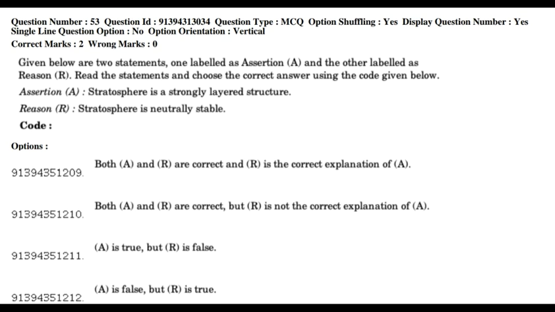Here assertion and reason are given. Stratosphere is a strongly layered structure. Stratosphere is neutrally stable. So here A is true but R is false.